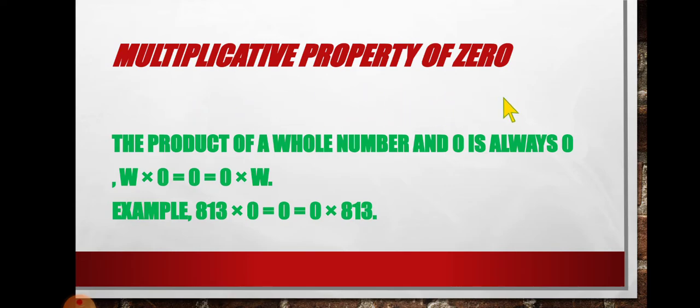What is the multiplicative property of 0? The product of a whole number and 0 is always 0. The result of multiplication is called the product. So when we multiply any whole number with 0, our result is also 0. So our answer is always 0. In the example, you can see one whole number is 813. We multiply by 0, so we will get 0. Otherwise 0 multiplied by 813, in that case also we will get 0.